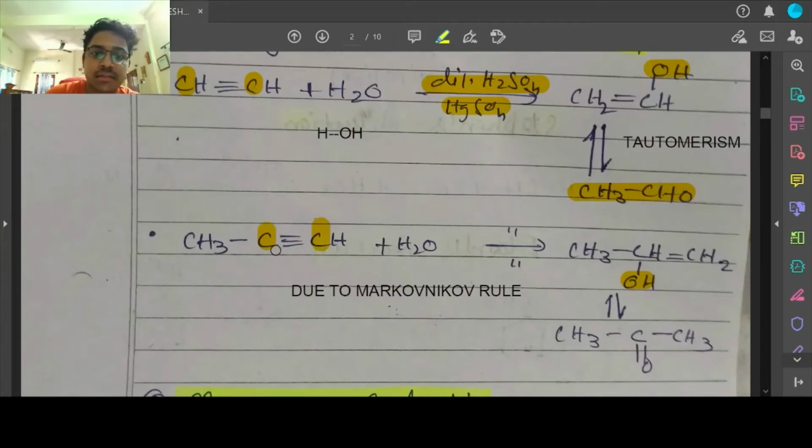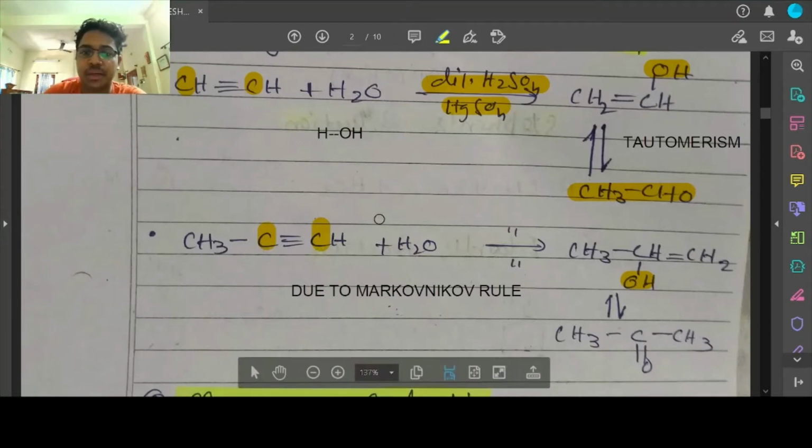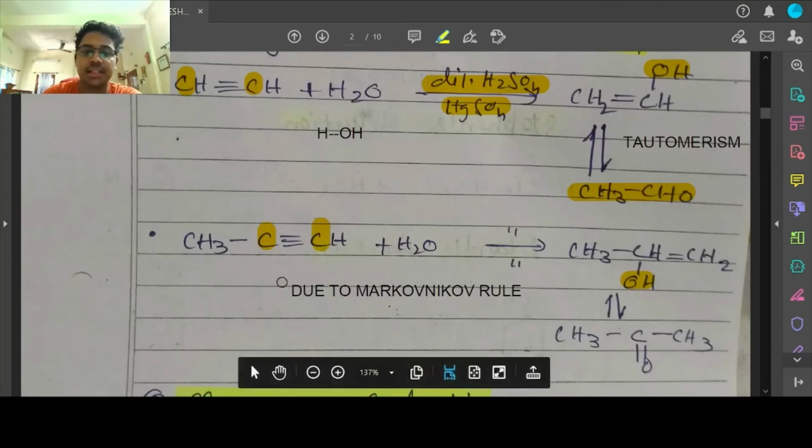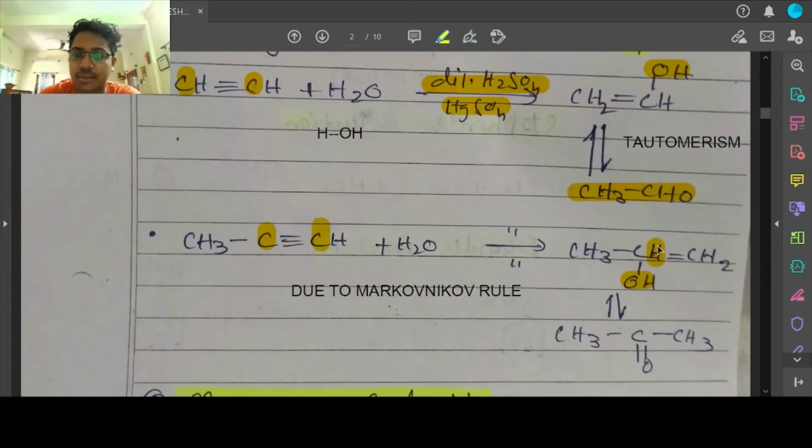This is the central carbon. On this carbon goes the OH group, and the hydrogen left from the water attaches to this CH group, which becomes CH2. So CH3-COH=CH2. Sorry, this hydrogen will not be there. This is a mistake. It's only CH3-COH and double bond CH2.